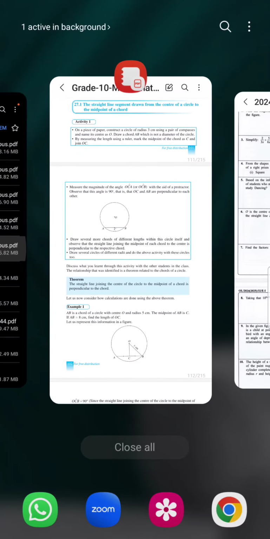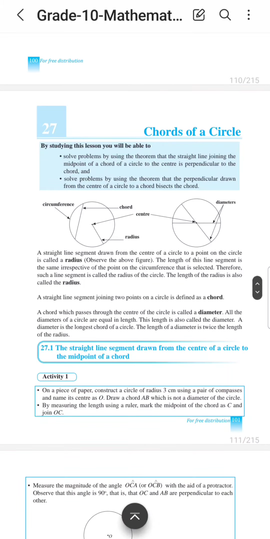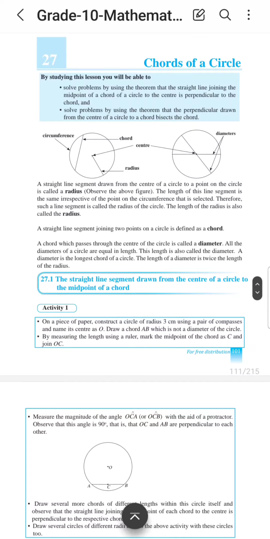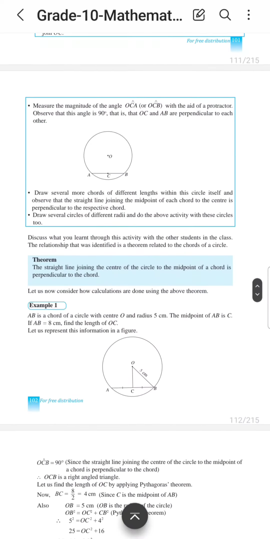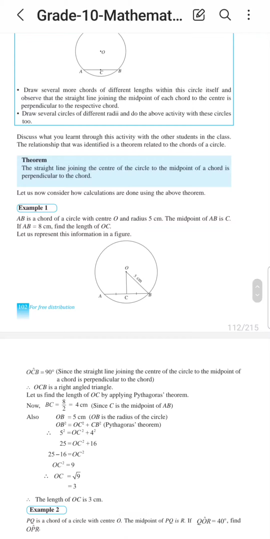Now theorem number 2 is in grade 10, unit number 27, chords of the circle. This theorem says that the straight line joining the center of the circle to the midpoint of a chord, any chord inside the circle, is perpendicular to the chord. That is the answer.